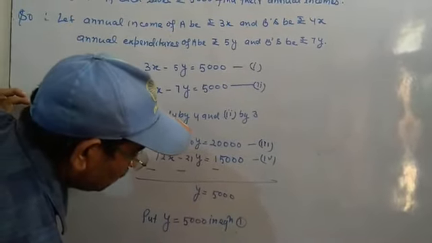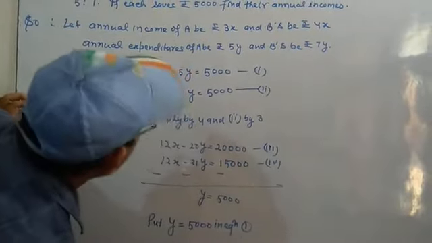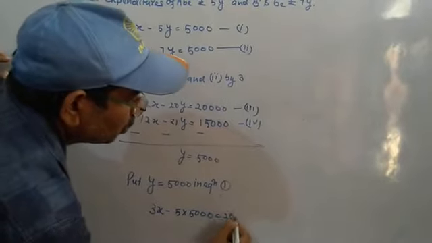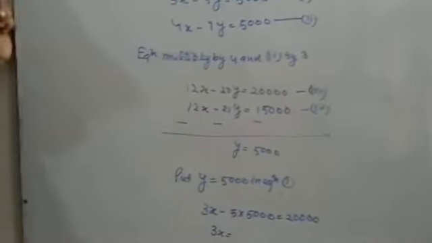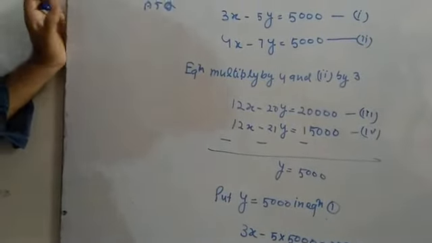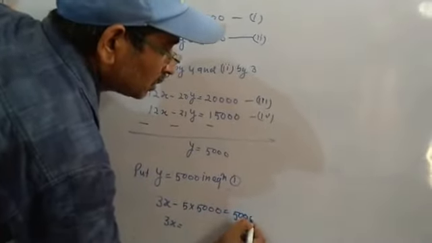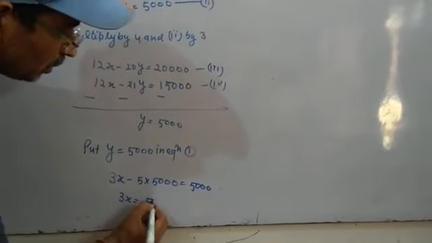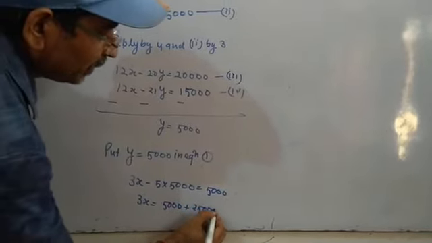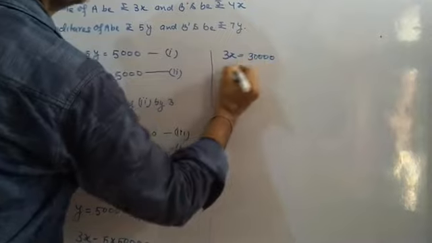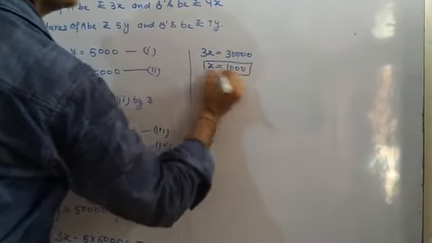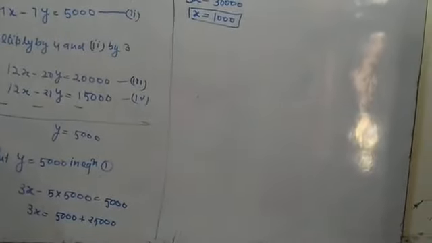3x minus 5 into 5,000 equal to 5,000. 3x equal to 5,000 plus 25,000, 3x equal to 30,000. x equal to 10,000. So, correct.